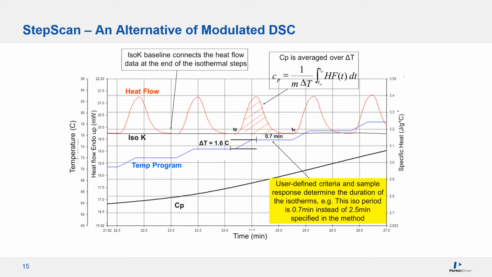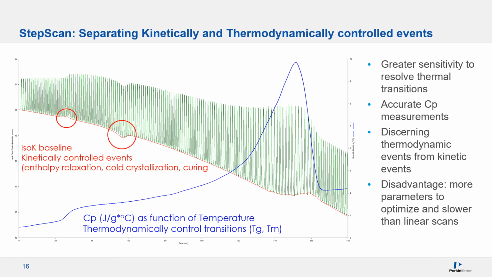The blue curve is the temperature program consisting of multiple iso-heat-iso steps. The red curve is the actual heat flow data when you run a sample using the temperature steps. For each step, you can get the Cp, and when the end of each isothermal step is connected, it's a line called Iso-K. This is an example of StepScan of a PET sample.